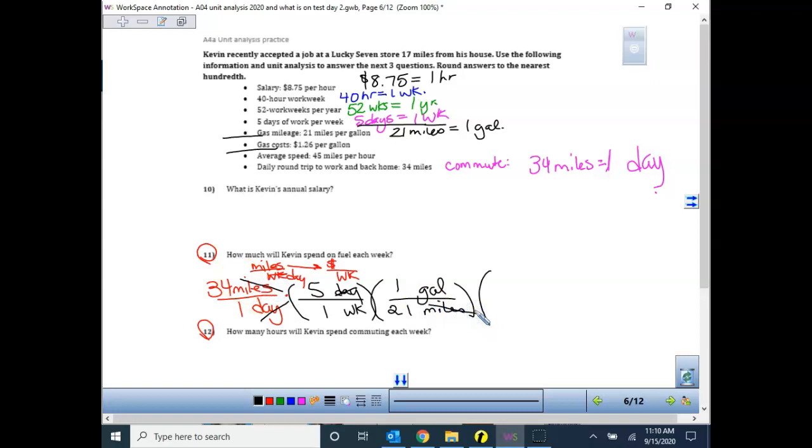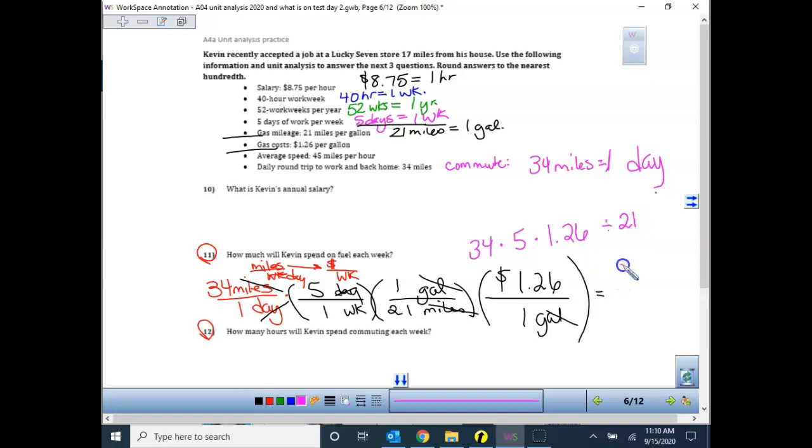Miles cancels. $1.26 over 1 gallon. Yeah, we want our dollars on top, so $1.26 for 1 gallon. My gallons cancel. So when I go to put this in my calculator, I'm going to take 34 times 5 times $1.26, and then I'm going to divide by my denominator, which was 21. And my answer should be in dollars, and I have the week.